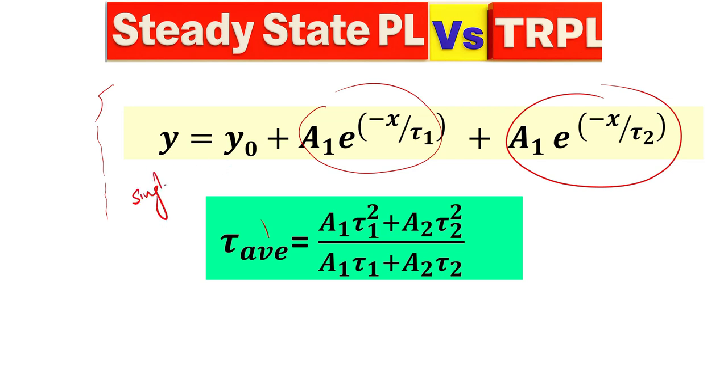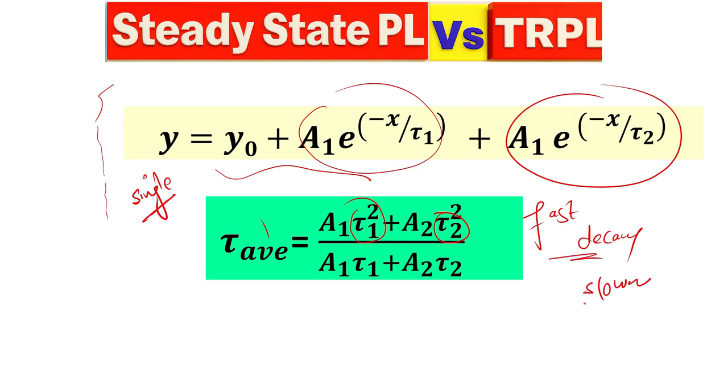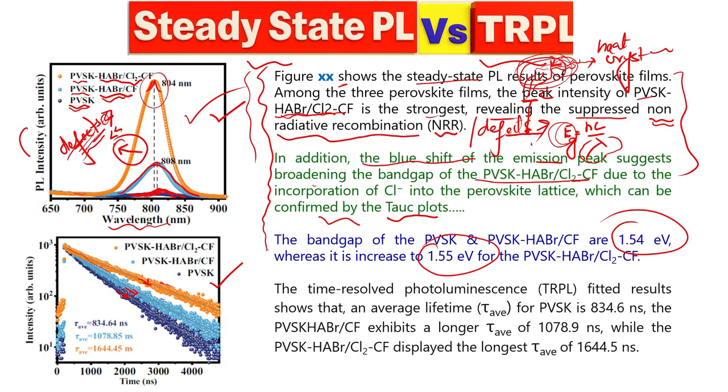There is also a single exponential model, but this is the bi-exponential, and these are two times, time 1 and time 2. These are basically the lifetimes for the charge carriers. One we call fast decay and the other we call slower decay, and they represent two different phenomena in the material. Clearly I can say that this one has the longest average lifetime.